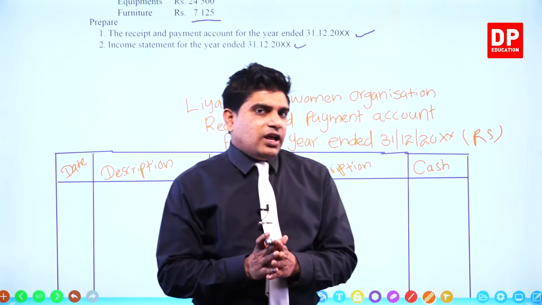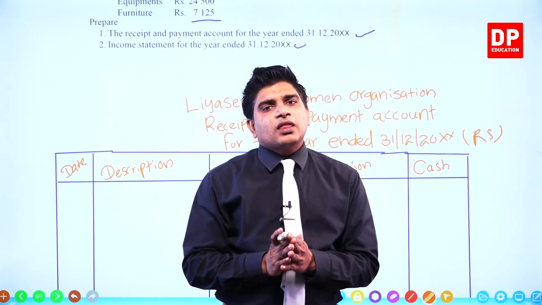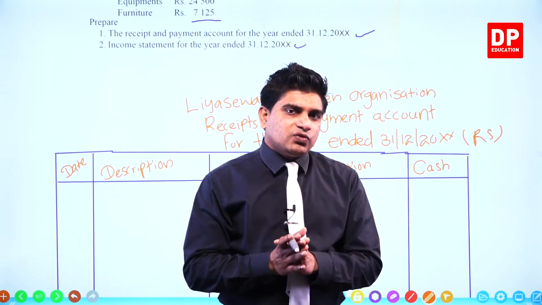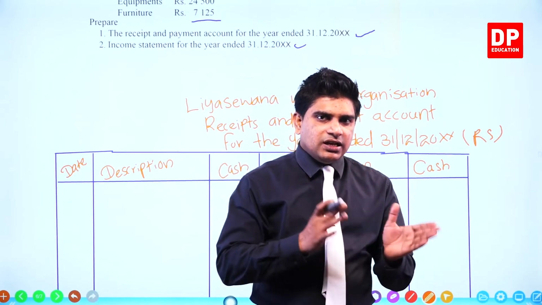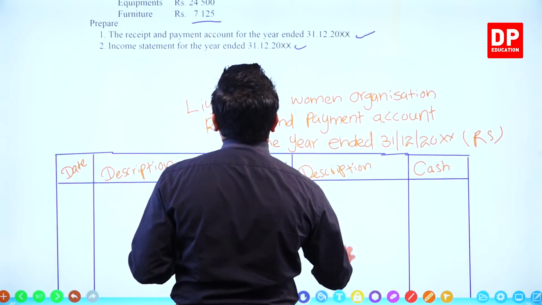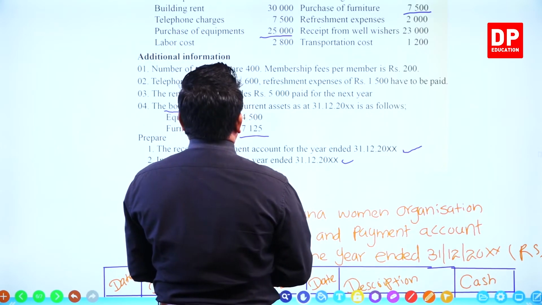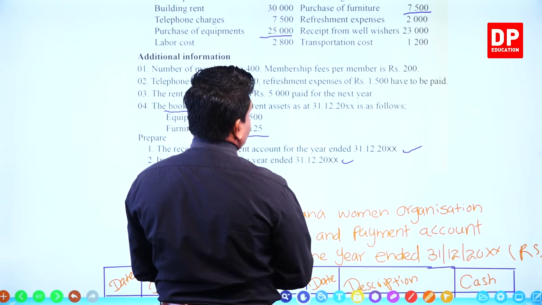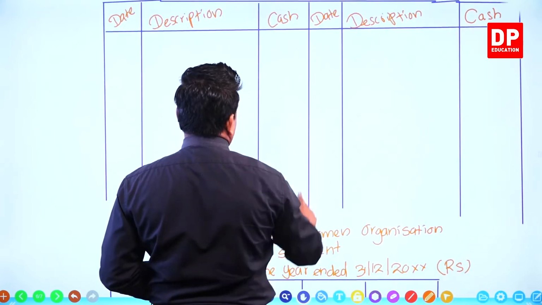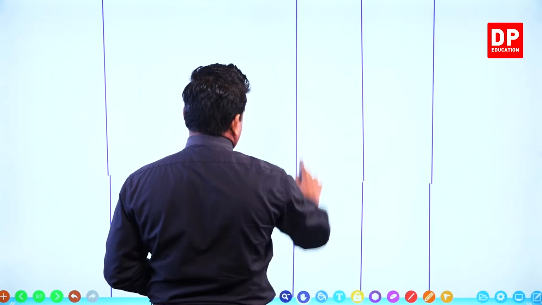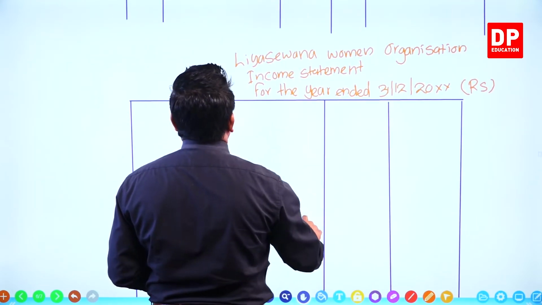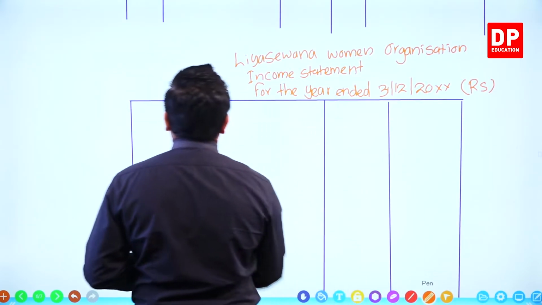Now we go to the first additional information, you know well. After doing the additional information, we pick the details from the question and put them in the relevant places, and then we can solve, right? Okay, now first one: number of members are 400, membership fees per member is 200. 400 into 200, then how much? 400 into 200.